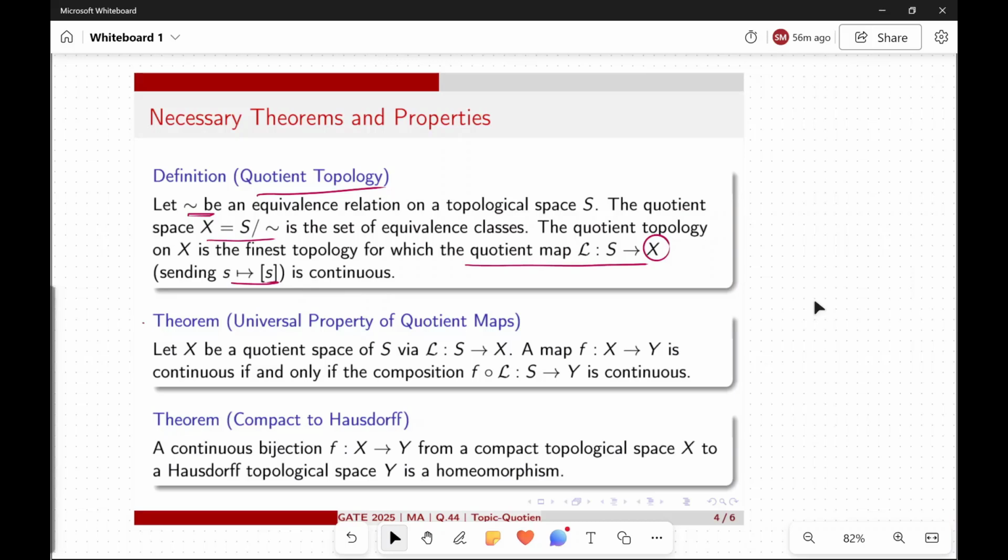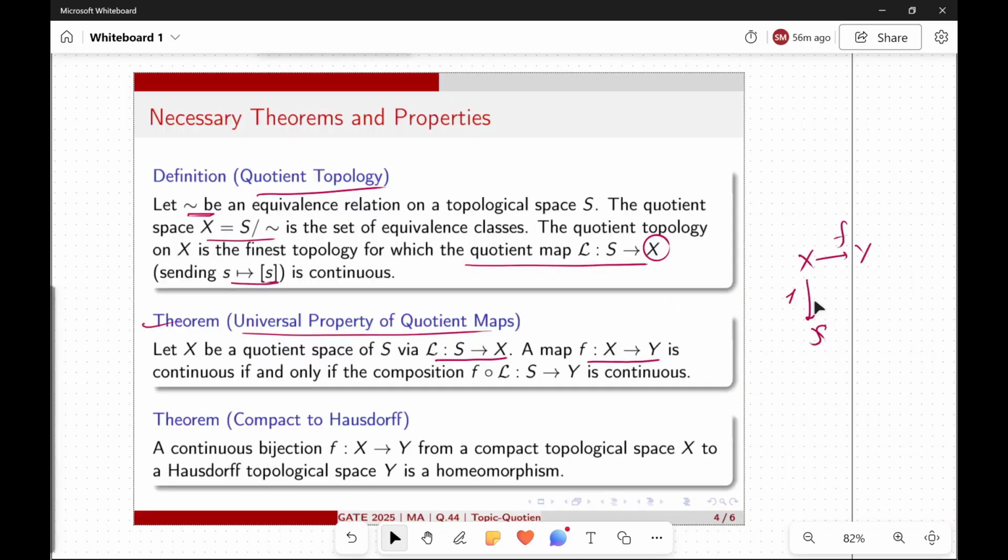The first theorem is the universal property of quotient maps. This is typically the theorem which helps us solve this kind of problem. It tells us as follows. Suppose we have a quotient map L from X to the quotient, and we have some map f from X to Y. Then we get a map from the quotient to Y such that the following diagram commutes. That is what is written in the theorem.